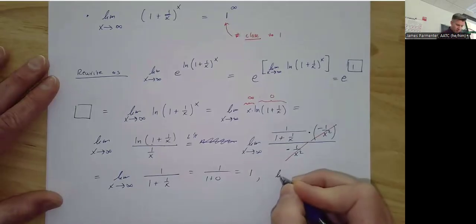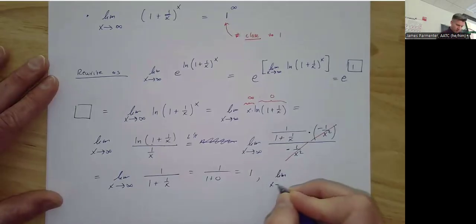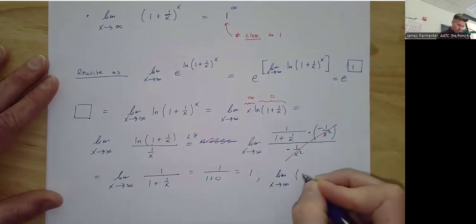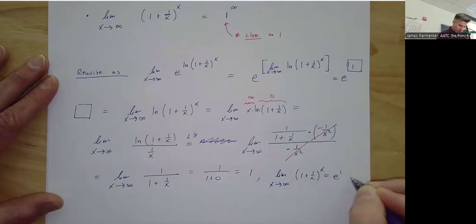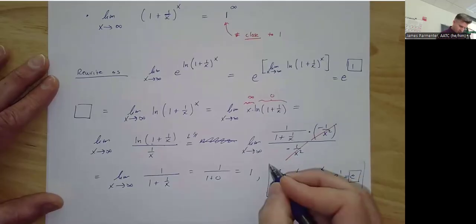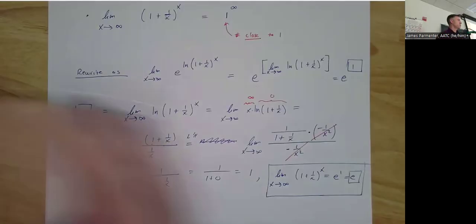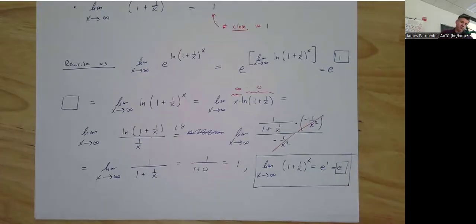So the actual limit we were looking for as x goes to infinity of 1 plus 1 over x to the x power is e to the 1, or just e. Kind of cool. I think it's kind of cool.